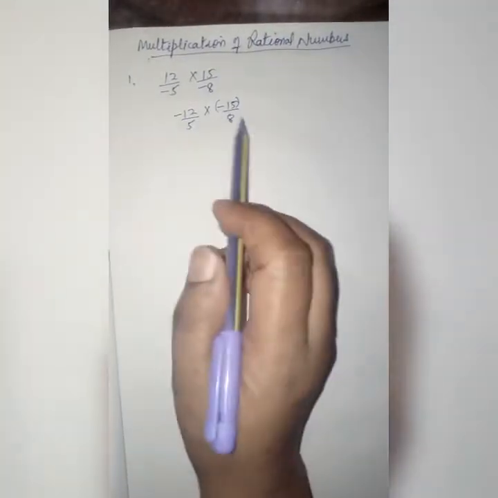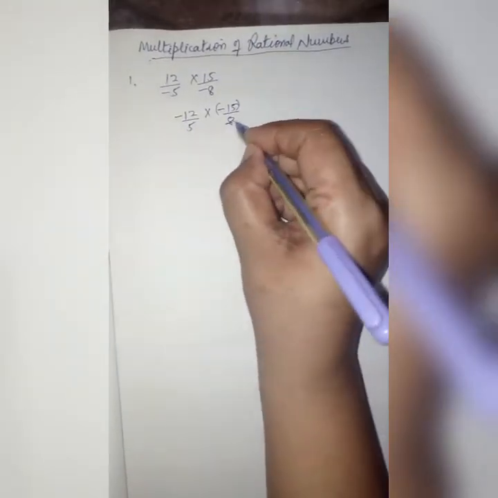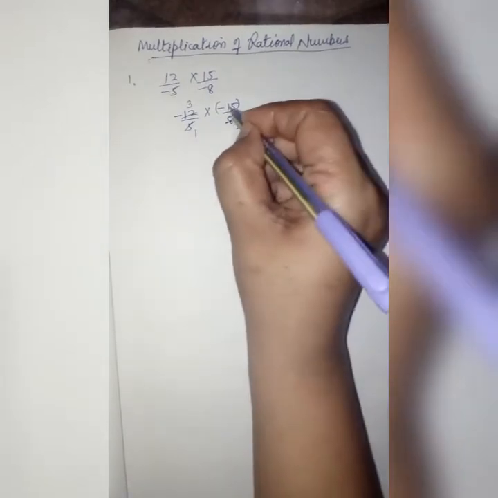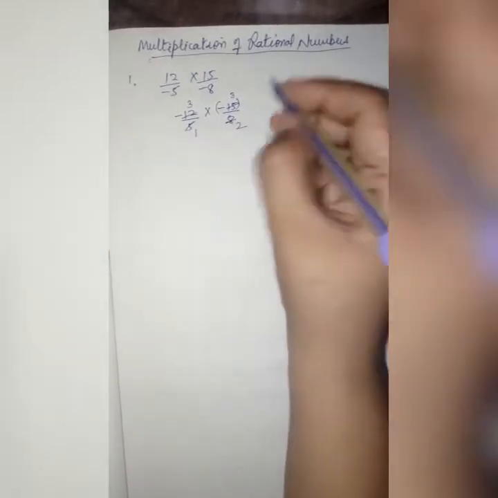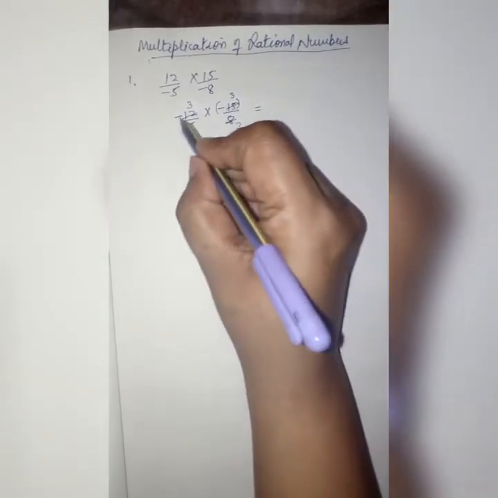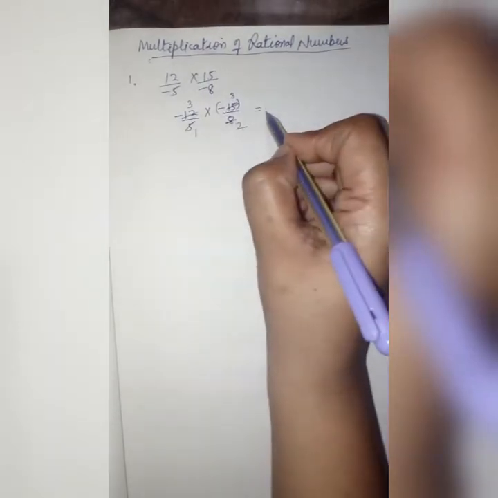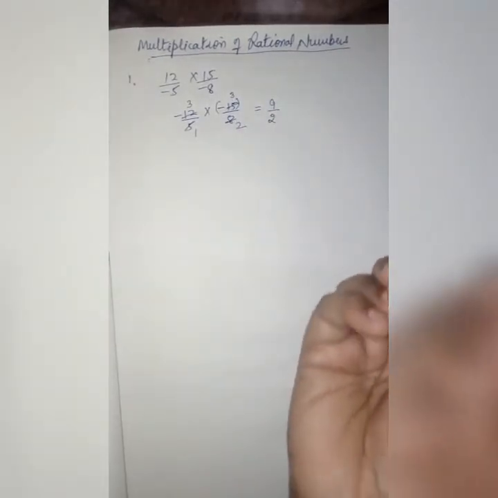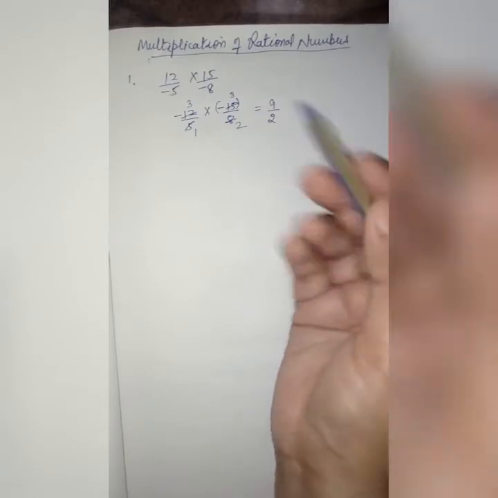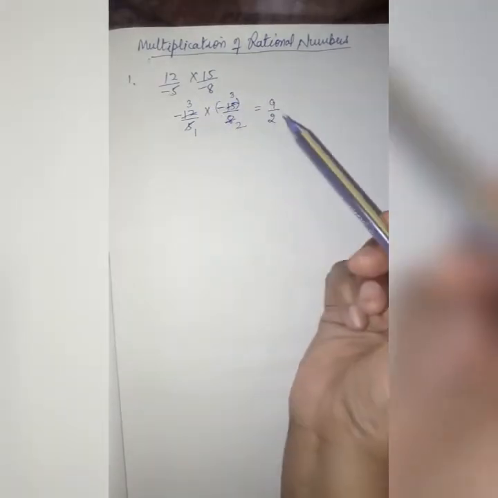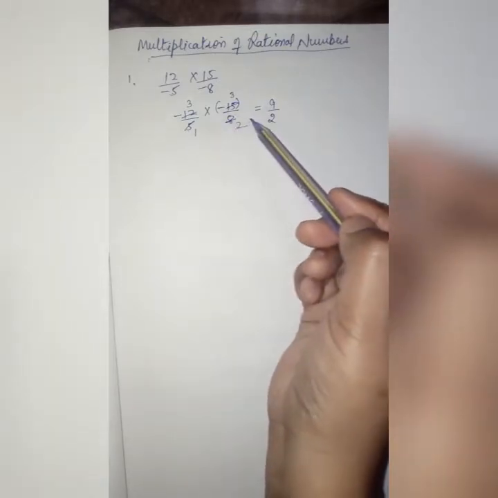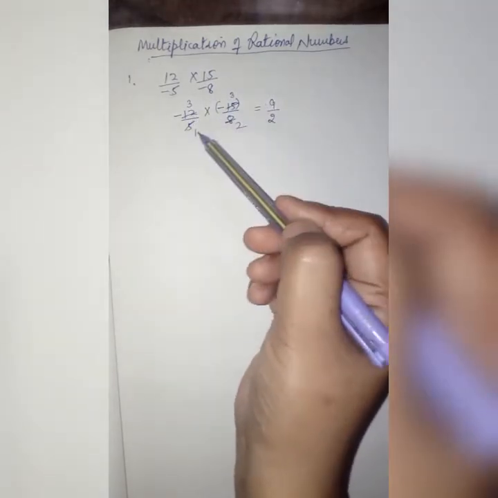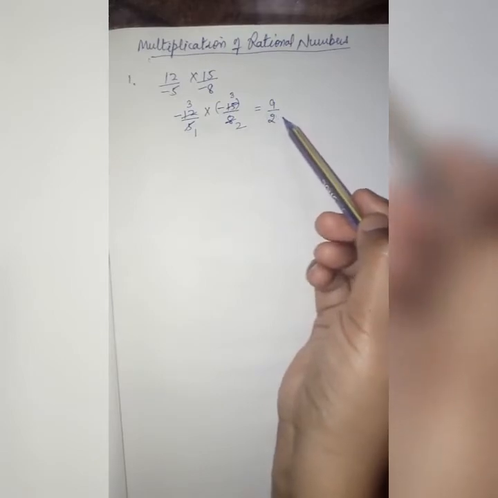Before multiplication, if you can solve it, you will solve. Here 4 2s are 8, 4 3s are 12, 5 1s are 5, 5 3s are 15. And when you multiply, it will be minus and minus, so the sign will be positive here. 3 3s are 9 upon 2. So this is the answer. In this way, first of all, you write the numbers in standard form. Then you simplify if you can. And then you multiply numerator with numerator and denominator with denominator and you will get the final answer.